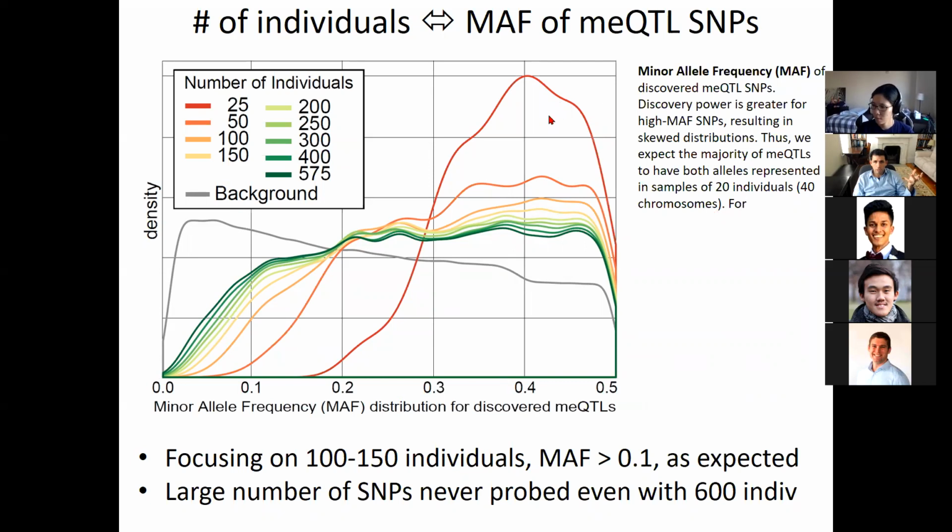So basically, when I have very few individuals, I can only discover alleles with high frequencies because otherwise they wouldn't even be noticeable in our sample. But with more individuals, I can actually discover alleles with more rare frequencies.